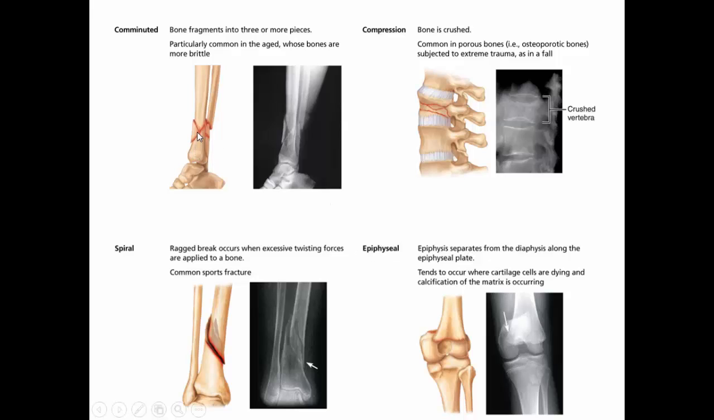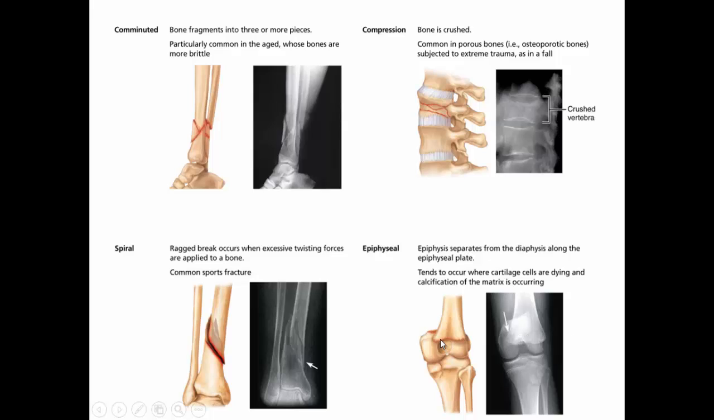So this is a comminuted fracture. You've got 3 or 4 fragments. Here is that compression fracture. The vertebra is crushed. Again, just the weight of the body crushed this one. Here is that spiral fracture. This was some sort of twisting trauma to the bone.